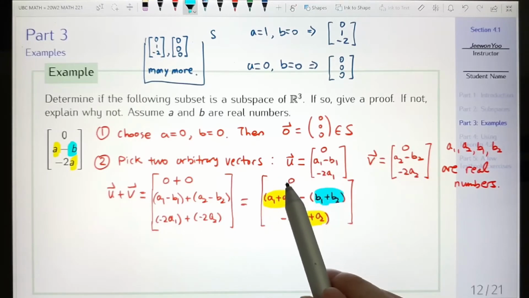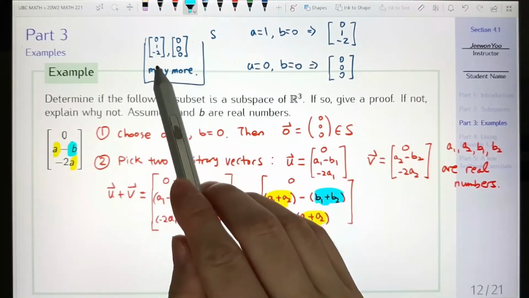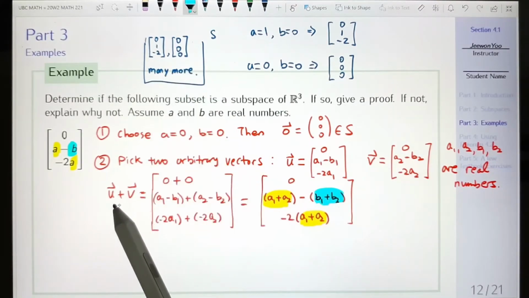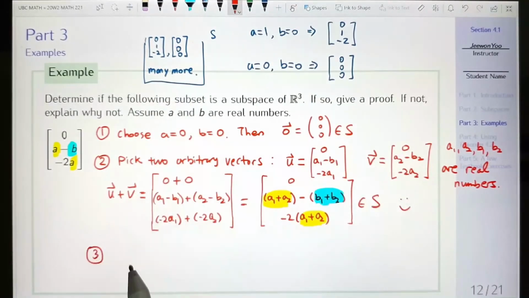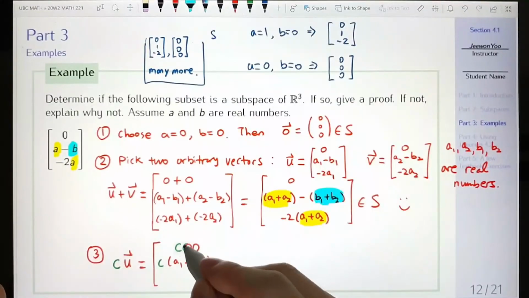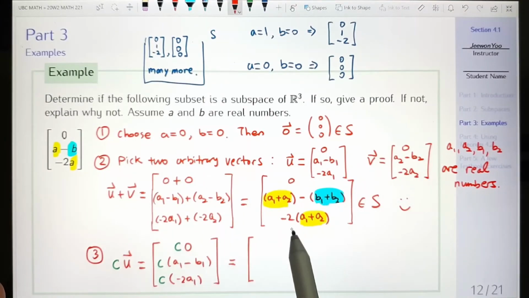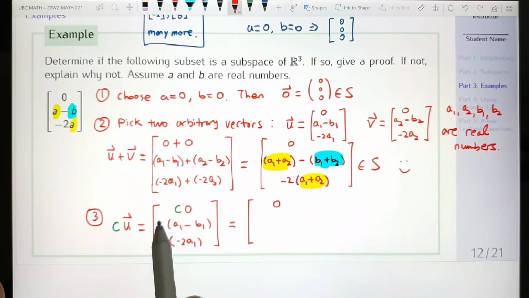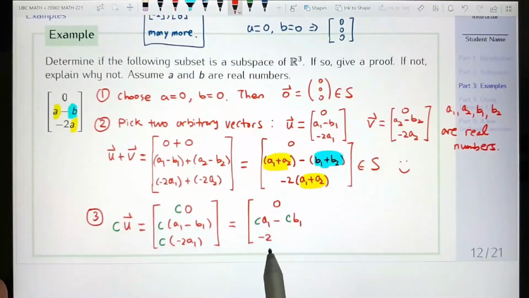So surely, with this and that, U plus V has the same DNA as all the elements in the box. This means U plus V is also a member in the box. And lastly, we check the scalar multiple of U. C times 0 is just 0. And then we get C times this and C times B1. And then negative 2 times C times A1.